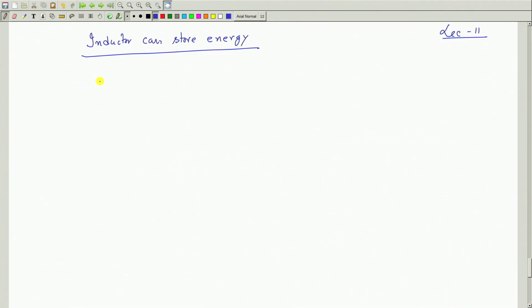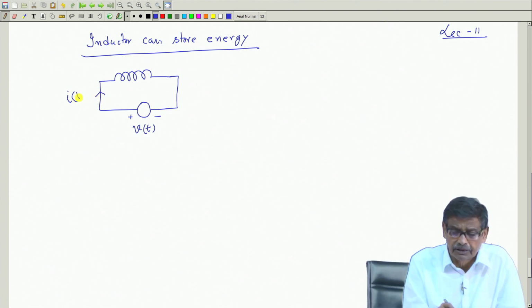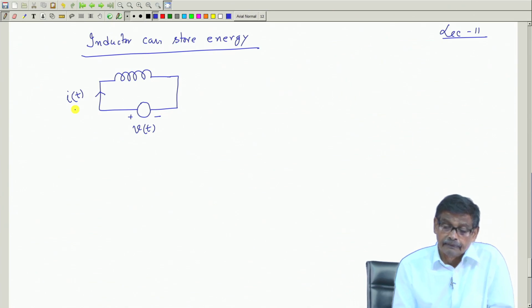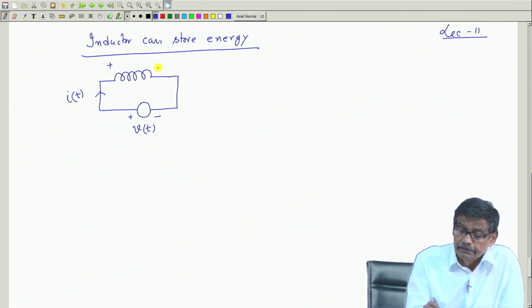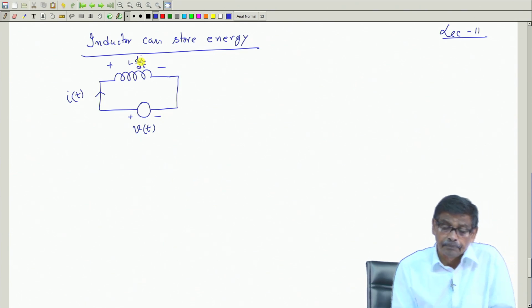Let us see today how an inductor can store energy. As I told you, suppose you apply any time-varying voltage V(t) across an inductor, with plus and minus polarity, and allow a current to flow. Suppose the current at any time t is I. Then what is the voltage across the inductance? It will be L dI/dt.